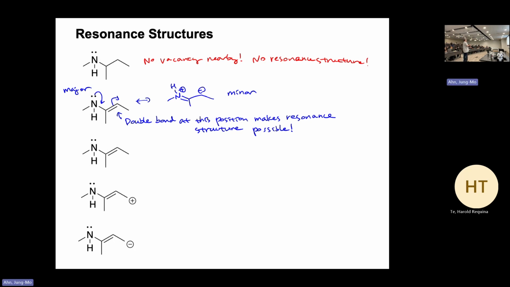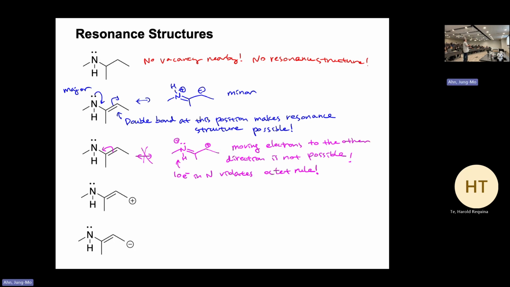What about the other way? Can we move the electron here to there? Yes, a different direction. Then your answer should be no, because if you make this electron pair go to nitrogen, nitrogen cannot have 10 electrons by having extra pairs of electrons. So for the same reason, it cannot accept it coming from the double bonds.